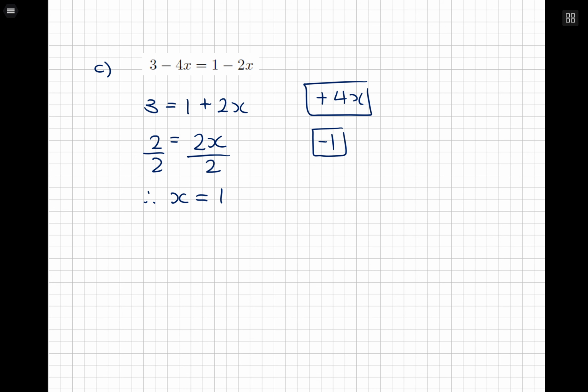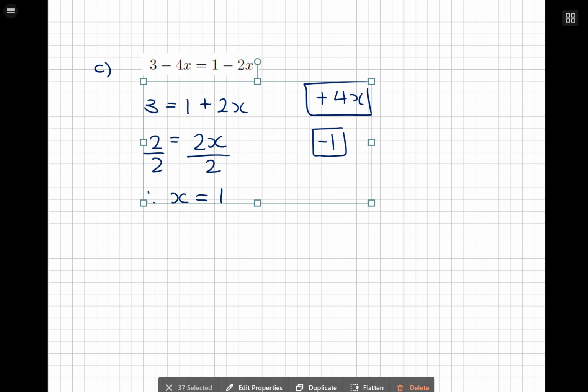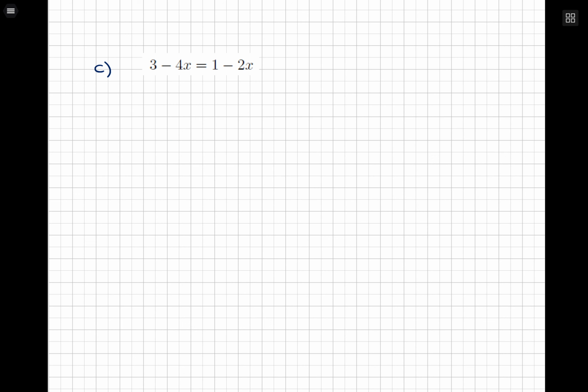It would still work if we had chosen the other side of x. Let's just rub this out and do the whole thing again and show you what it looks like if we had done it the other way around. Okay, so this time, instead of adding 4x to both sides, we're going to add 2x to both sides. So the left hand side becomes 3 minus 4x plus 2x is minus 2x, equals 1 minus 2x plus 2x is 0, so it's just by itself.